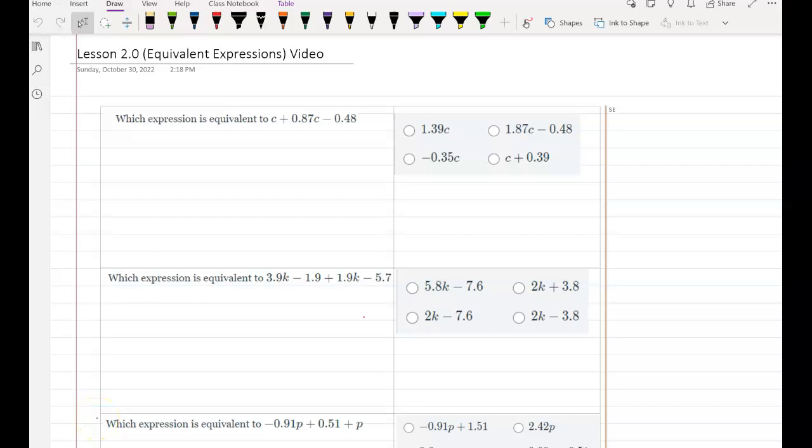Hello there, math people. We are taking a look today at equivalent expressions. What we want to do is go through and simplify each of these expressions and see which ones they match up with. This should be a fairly quick lesson, so let's just get started right away.